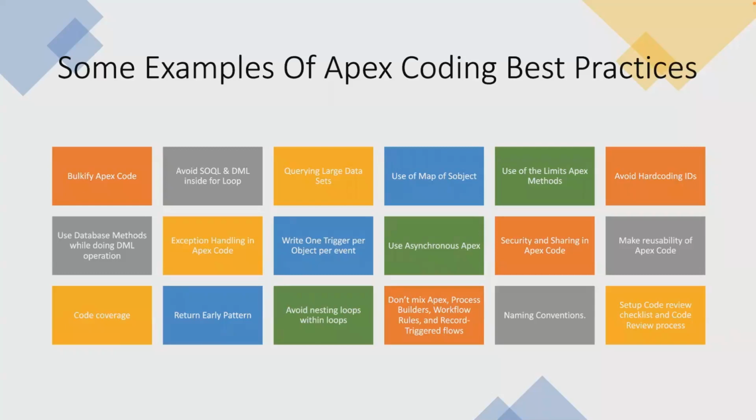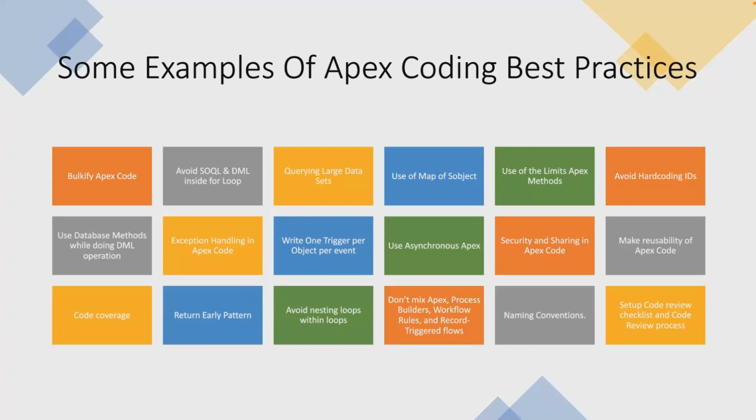Next is security and sharing in Apex code. How can we enforce security and sharing in Apex? We have FLS, field-level security, and object-level security. By default, Apex runs in system mode, so every permission is available. If we want to restrict some of the permissions, we use FLS or object-level security to enforce security in Apex code. Make code reusable.